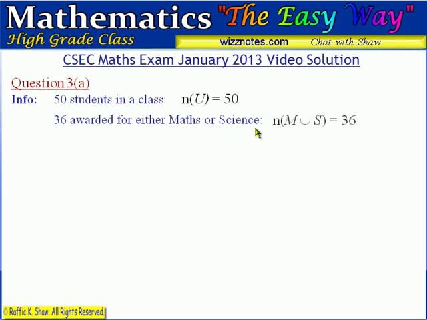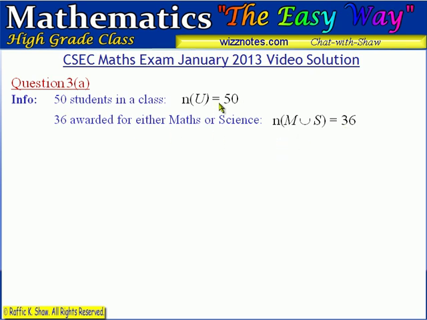The union actually means math or science or both, and therefore the intersection of math and science would be included in this union. We are told that that number is 36, and so the number of students in the union of those awarded for math or science, either math or science or both, would be equal to 36, and this would be the set notation for that.